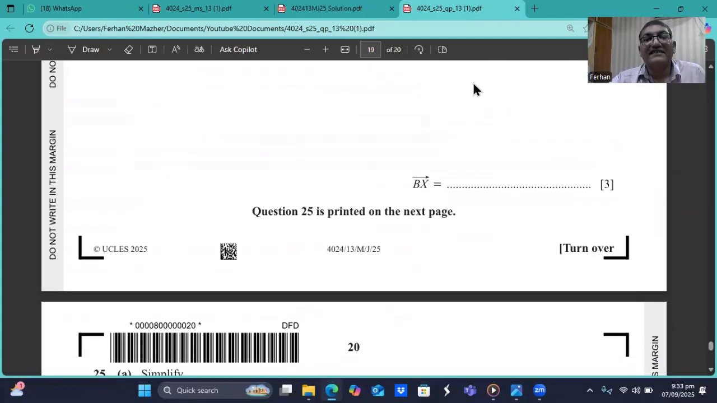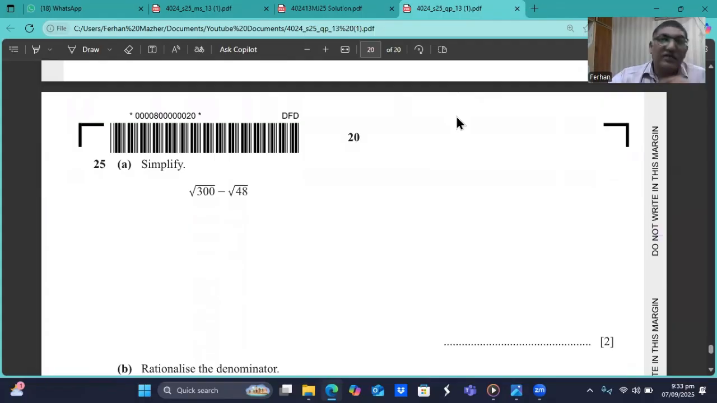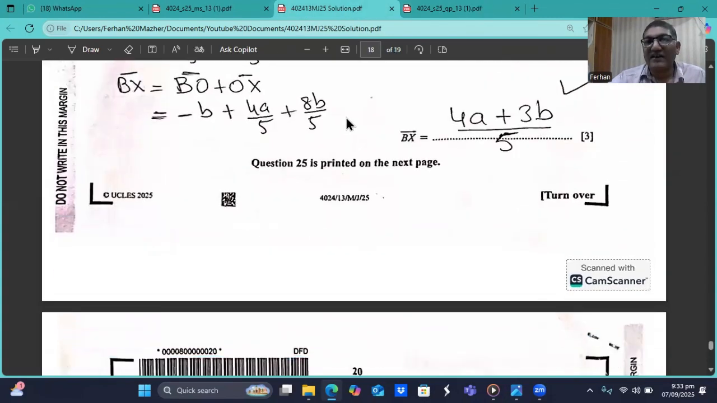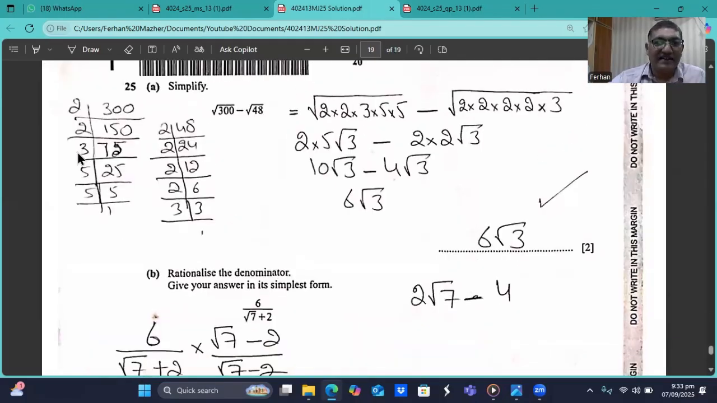The next, he says the question 25 is printed on. So there, question number 25 coming on. He says A part, simplify, 2 marks question: under root 300 minus under root 48. We have to prime factorize 300, and then it will be very, very easy.